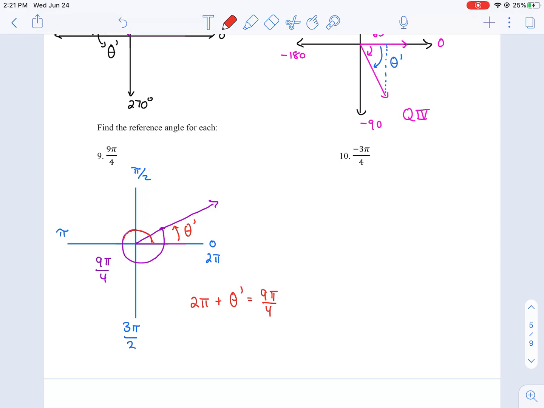And that's so because here I'm drawing in red 2 pi. And then if I add the reference angle, that should equal 9 pi fourths. So theta is equal to 9 pi fourths minus 8 pi fourths, which is pi fourths. So the angle we're going to reference is pi fourths.